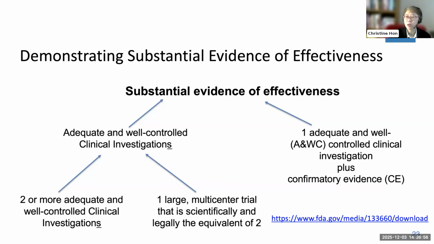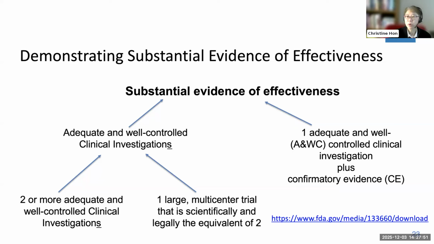For our talk, we focus on the other framework that can be used to demonstrate effectiveness. In certain circumstances, such as rare diseases with unmet medical need, one adequate and well-controlled clinical investigation plus confirmatory evidence, CE, may be sufficient to establish effectiveness. Factors to consider include the persuasiveness of the single trial, the robustness of the confirmatory evidence, the seriousness of the disease, particularly where there is an unmet medical need, the size of the patient population, and whether it is ethical or practical to conduct more than one controlled trial.